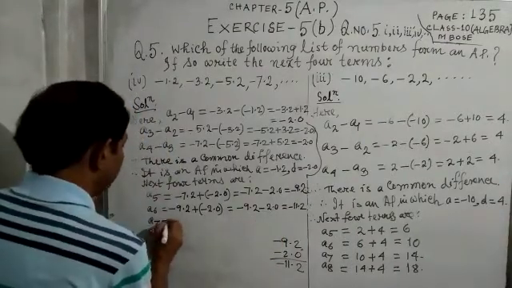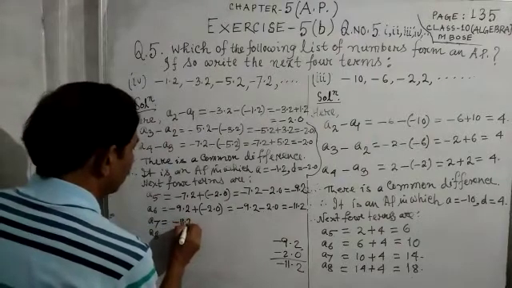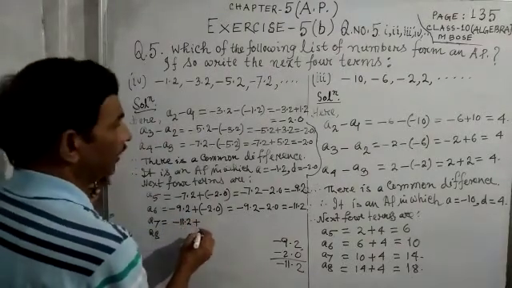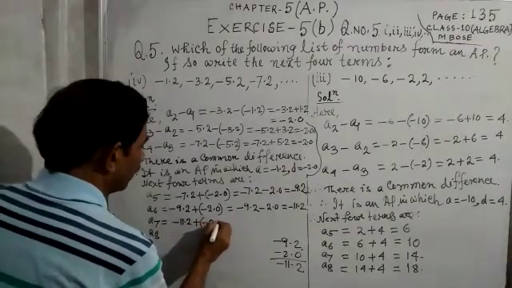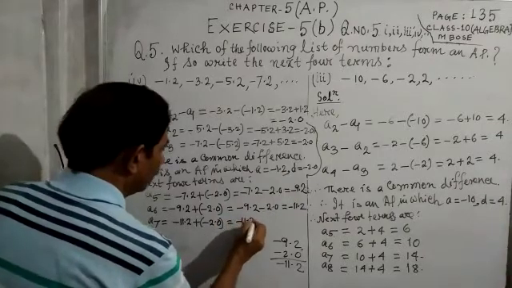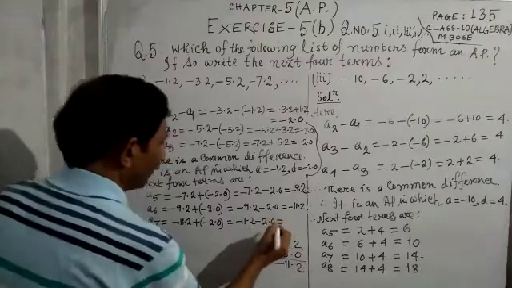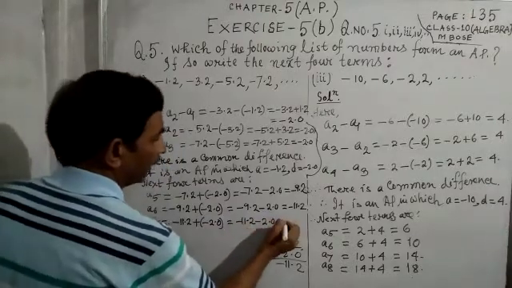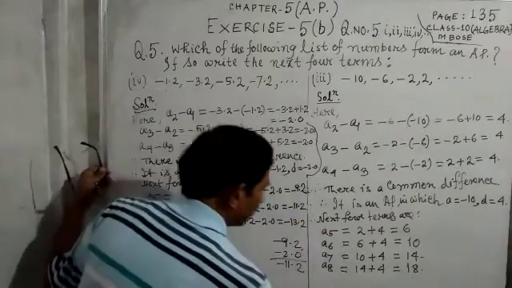And for A7, A6 value is minus 11.2, plus we need D. What is D? Minus 2.0. So same way, minus 11.2 plus into minus 2.0. Both of them are minus, so by adding we get minus 13.2.